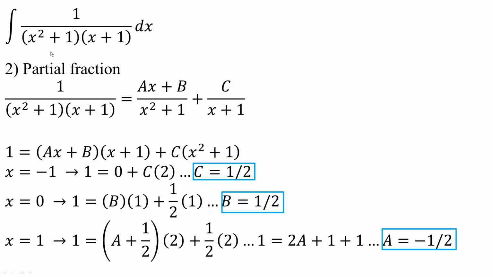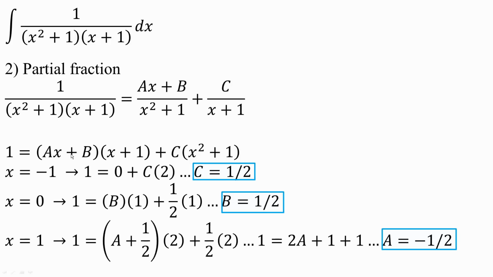If I multiply everything by x squared plus 1 times x plus 1, this would cancel out this term, and so I would get 1 is equal to ax plus b times x plus 1, because again, I'm multiplying everything by x squared plus 1 times x plus 1. Then we get plus c times x squared plus 1, because here I just have an x plus 1, and so if I multiply this term right here by x squared plus 1 times x plus 1, our x plus 1 cancel, and we just have the x squared plus 1.